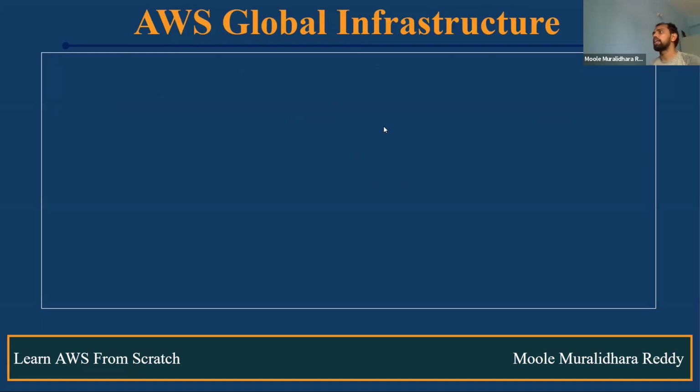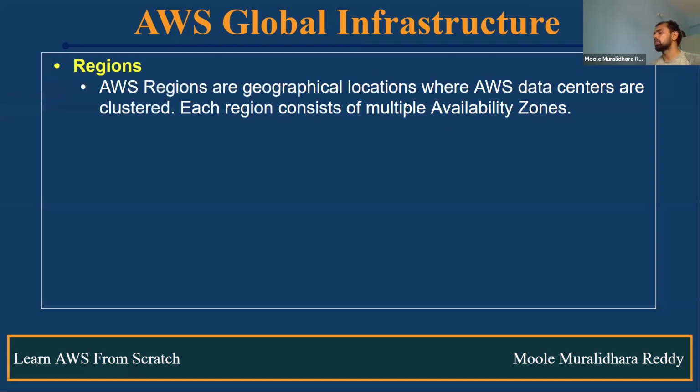Okay, and as I said, there is the AWS global infrastructure. It contains regions and availability zones. A region is nothing but a geographical location where AWS data centers are clustered. It means each region contains multiple availability zones. Let's take an example: if we take North Virginia, we have 6 availability zones. If we take the Oregon region, we have, I think, 4 availability zones.